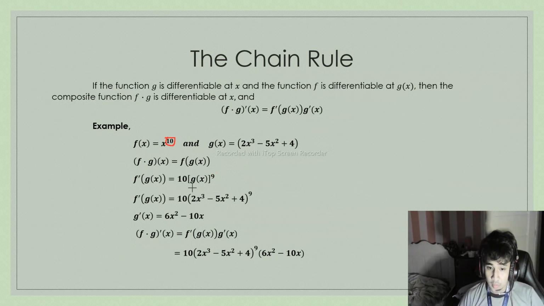Then, hanapin natin yung derivative ng g of x. So, that will be 6x squared minus 10x. So, ang final answer natin ay 10 times the quantity 2x cubed minus 5x squared plus 4 raised to 9 times 6x squared minus 10x. So, that will be our final answer.